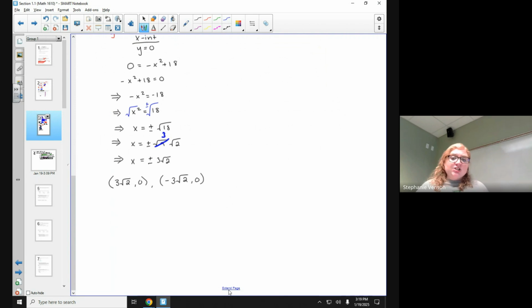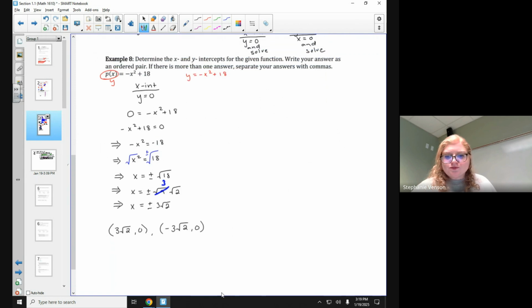And every year I teach this lesson, I always get this question: where do we get the 0 from? Well, remember, an ordered pair is an x value and a y value. The x value is what's down here. The y value, remember, y was 0. So (3√2, 0), (-3√2, 0).